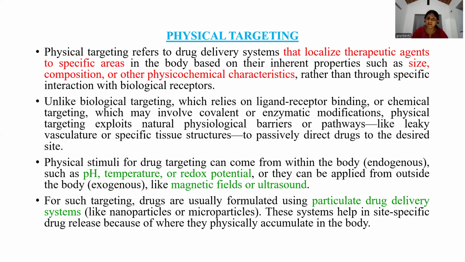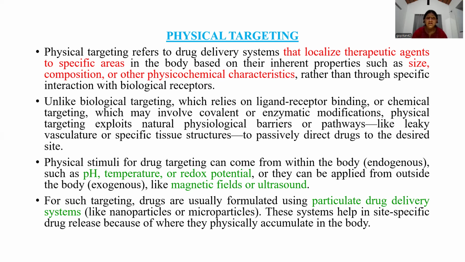Unlike biological targeting, which relies on ligand receptor binding, or chemical targeting, which may involve covalent or enzymatic modification, physical targeting exploits natural physiological barriers or pathways like leaky vasculature or specific tissue structures to passively target drugs to the desired site. The physical stimuli for drug targeting can come from within the body, which may be endogenous, such as pH, temperature, or redox potential, or they can be applied from outside, like magnetic fields or ultrasound, etc.